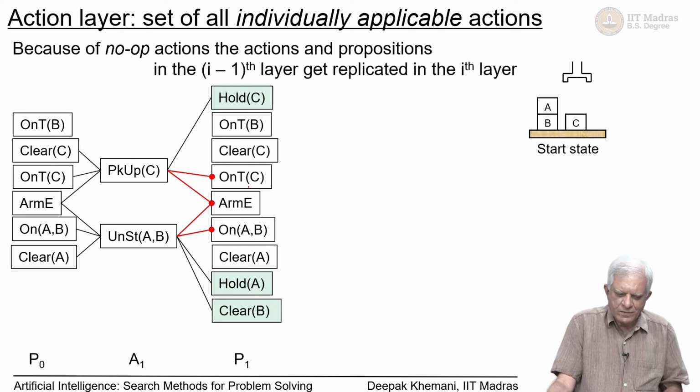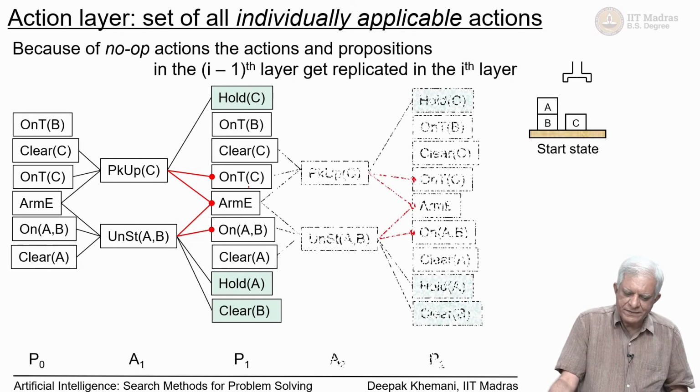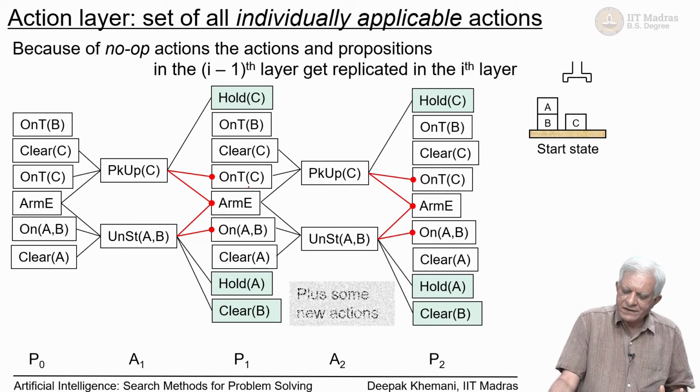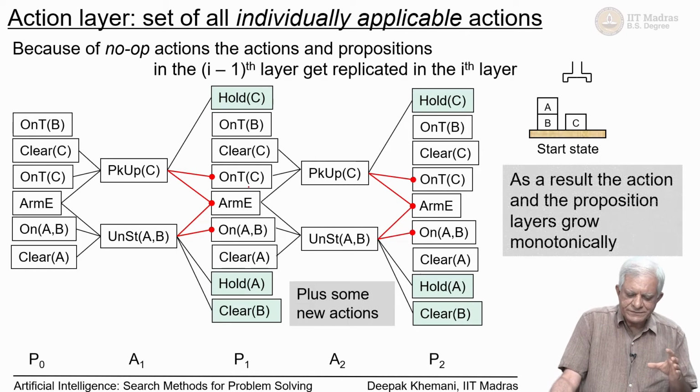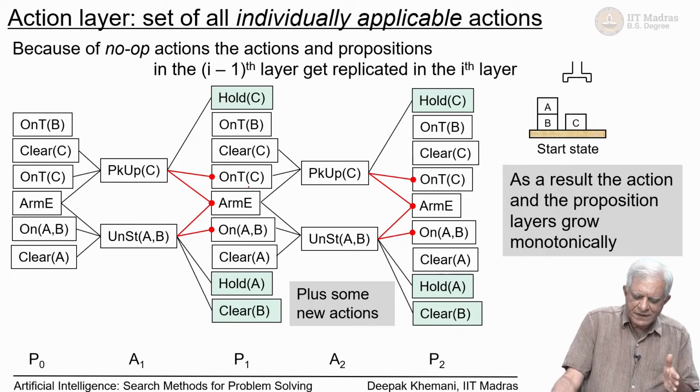Because of no-op actions, the actions and propositions in the (i-1)th layer will get replicated into the next layer. Whatever actions were applicable in the initial layer or the start layer will be applicable also in P1, because all those things have been copied here, and then they will be applicable again in P2 and so on and so forth. They will keep getting replicated.